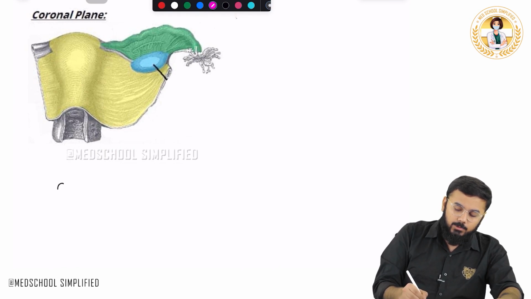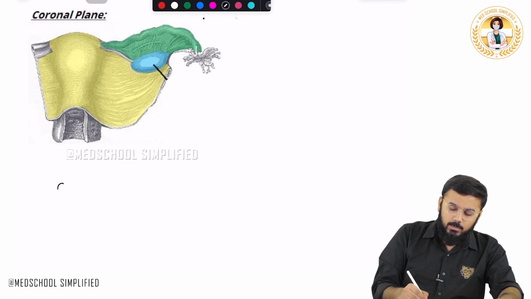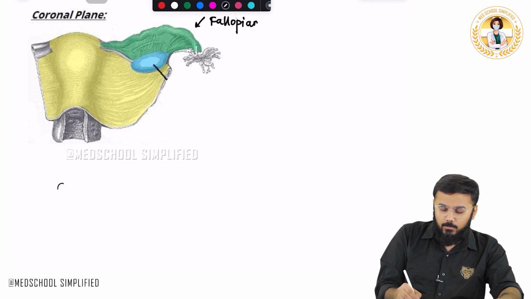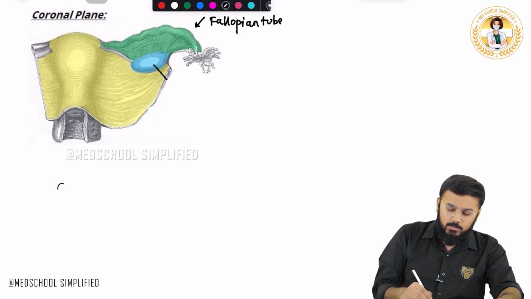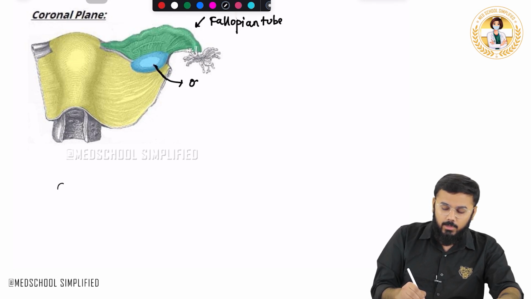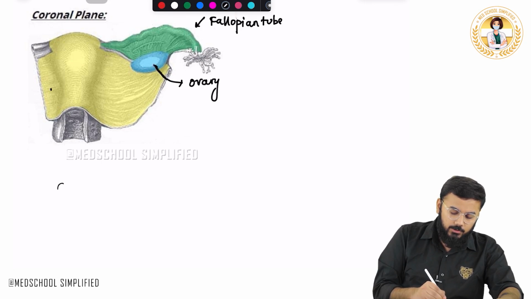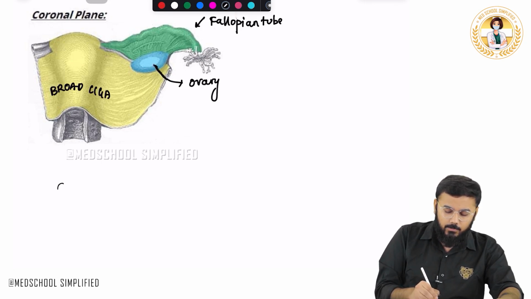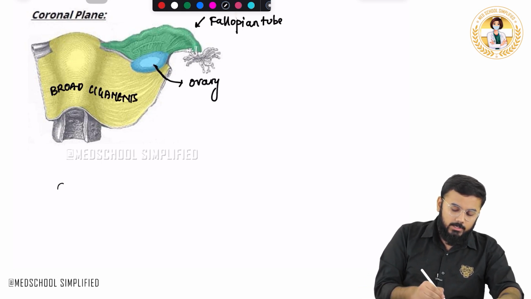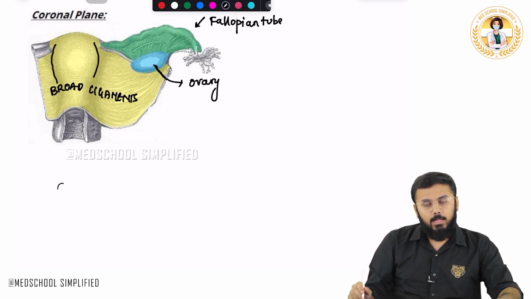Now next important thing, if you look at this particular picture, this picture will explain everything here. This particular structure over here is your fallopian tube. And what is this one over here? This is your ovary. This yellow colored broad sheath which you can see over here is your broad ligament. Now the center part, this bulged area behind the broad ligament, is called the uterus.